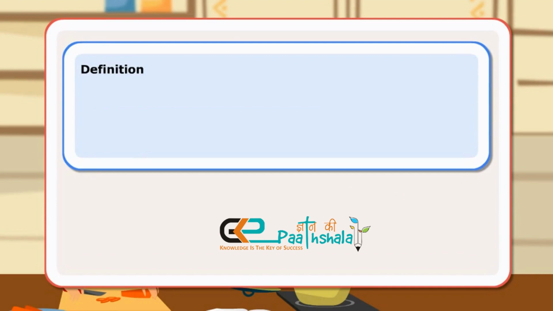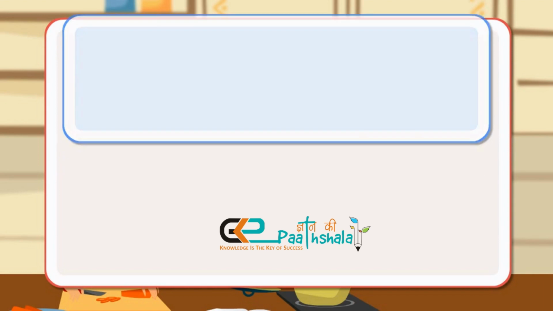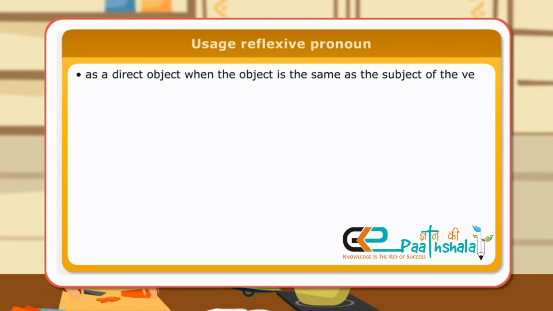Definition: reflexive pronouns. When self is added to my, your, him, her, it, and selves to our, your, them, then we get reflexive pronoun. When these are used for the sake of emphasis, they are called emphatic pronouns. Usage of reflexive pronoun. We use a reflexive pronoun as a direct object when the object is the same as the subject of the verb.